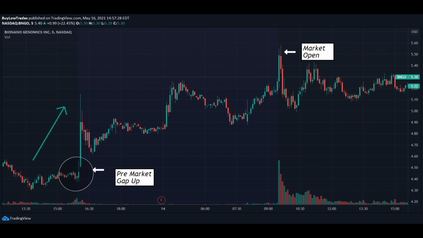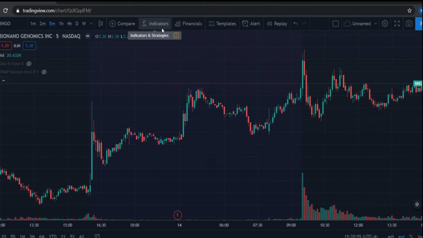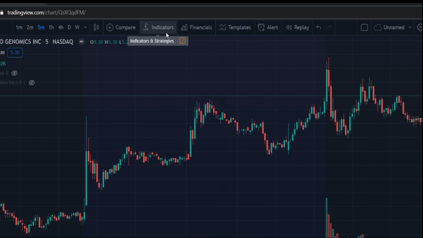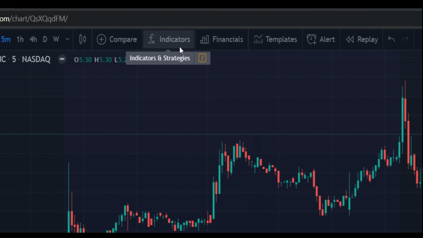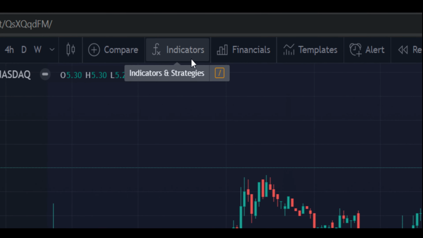So now we're going to pull up the technical indicators I use and break it down a little bit more in detail. Now in TradingView, there is a tab called Indicators. You can go ahead and click that tab there, and it'll give you a whole range of indicators that you can use while day trading.